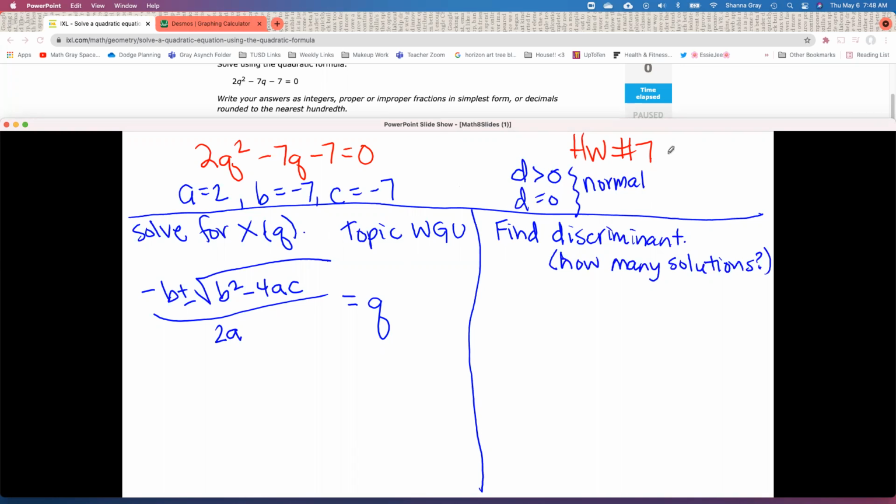The other part of it, though, is that if d is less than 0, if you end up taking the square root of a negative number, basically, then this is imaginary. So this is not normal for what you guys know how to do. So I'm going to put here that normal means real. This is part of the real number system.